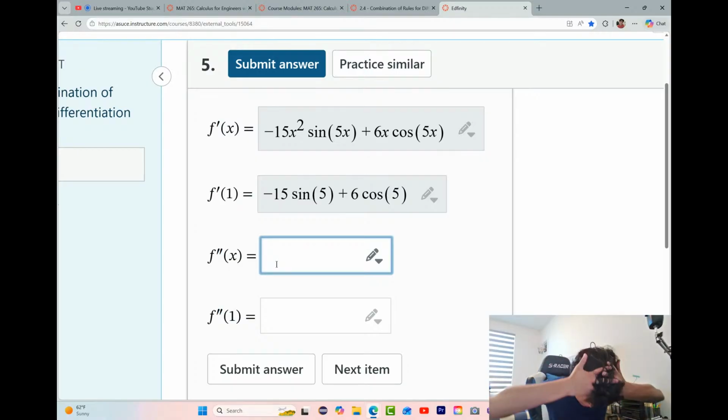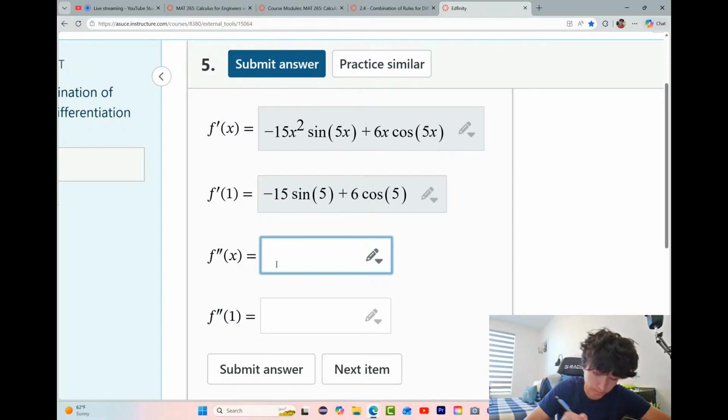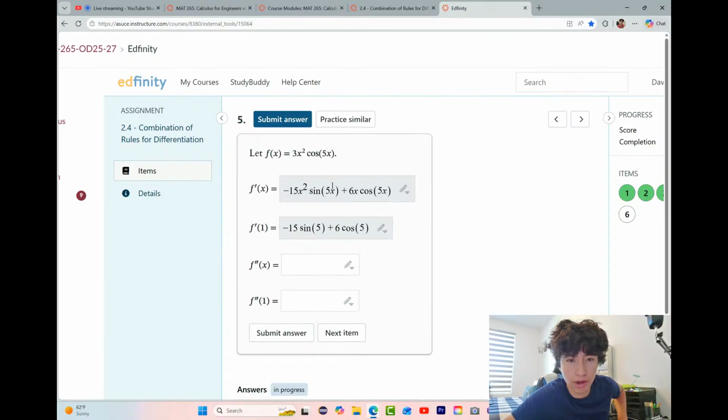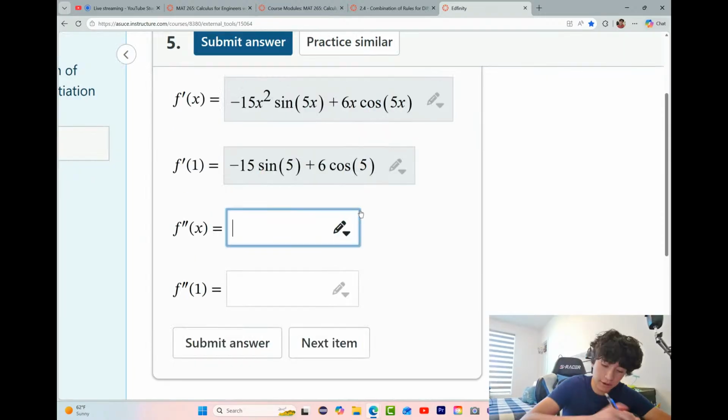Okay. So we have, gosh, we have f of x equals negative 15x squared sine of 5x. Okay, hold on. If I press submit answer, I'll get, okay, perfect, cool. Just making sure that I had the correct answers. All right, negative 15x. Okay, sorry. There we go. Let's put it here.